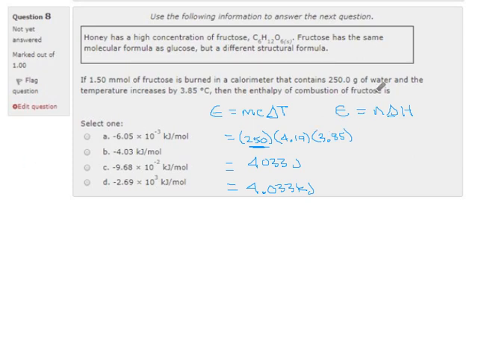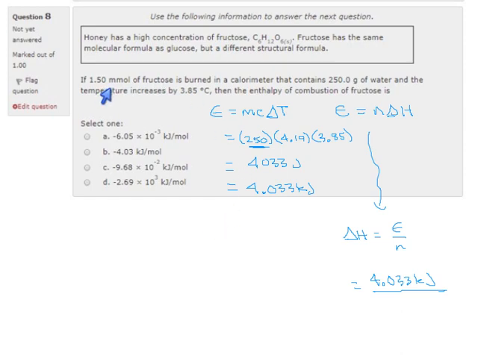So, they're asking us for the enthalpy of combustion for fructose. That's our delta H. Delta H would be total energy divided by number of moles. The total energy is 4.033 kilojoules divided by, and now we encounter a trap. Do you see it? How many moles of fructose do we have? Don't say 1.5.